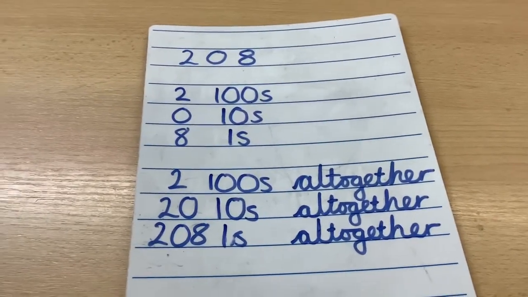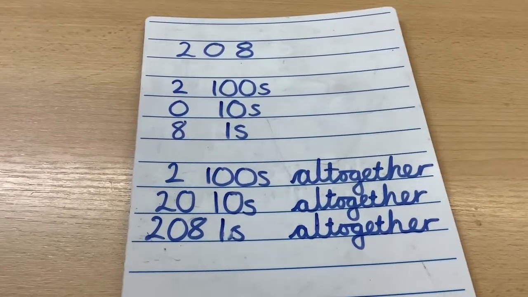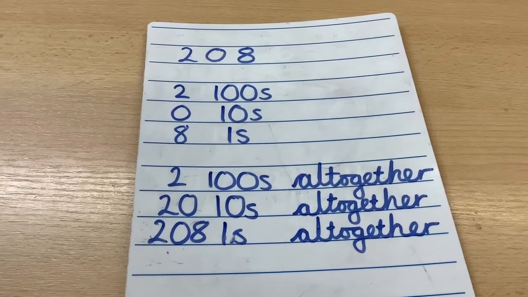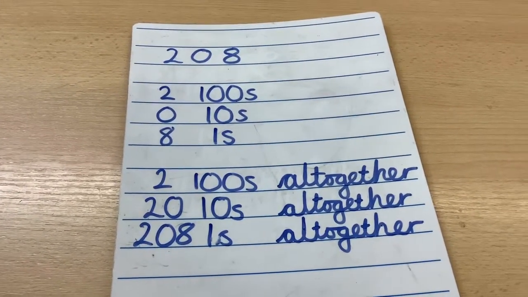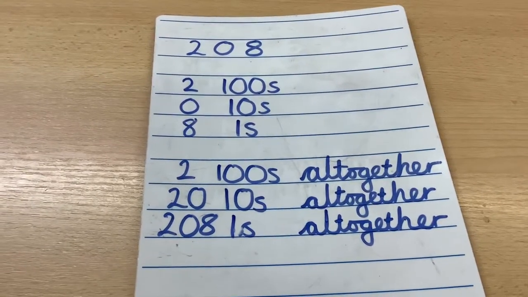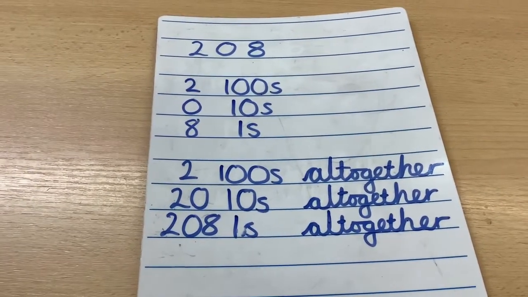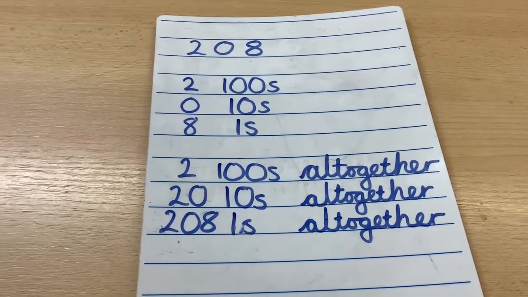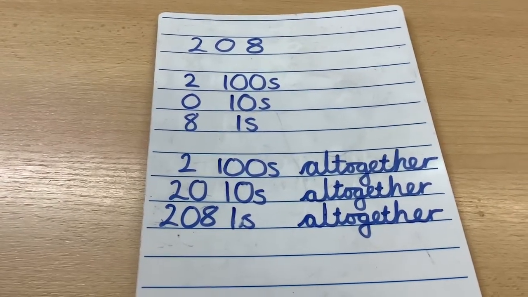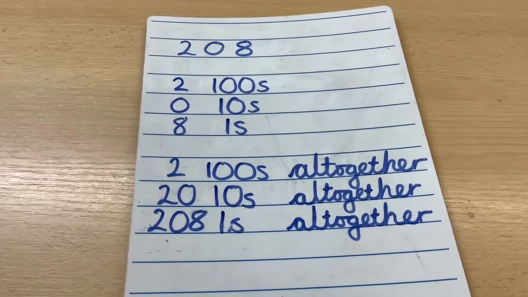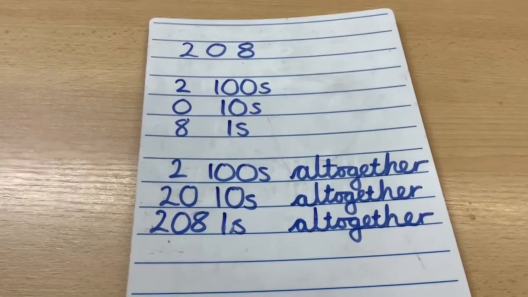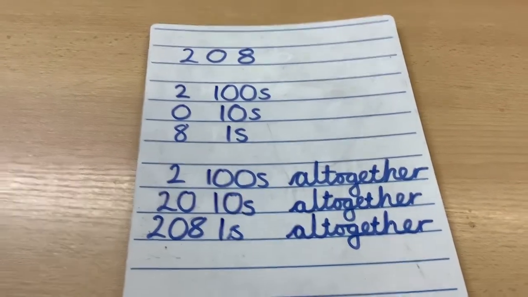We had the number 208 and we made it out of the base 10 using 200, 0 tens and 8 ones. When we looked at the altogether, we had 200 altogether, 20 tens altogether and 208 ones altogether. Pause the video again and tell your adult what you noticed about the altogether part.